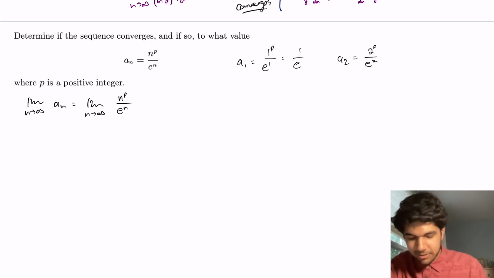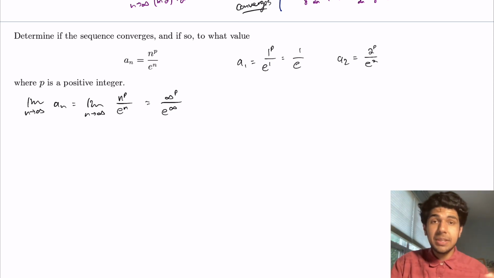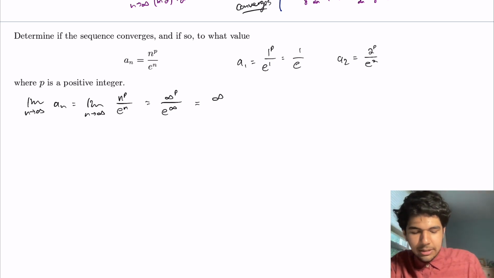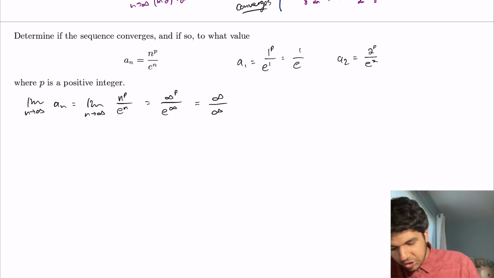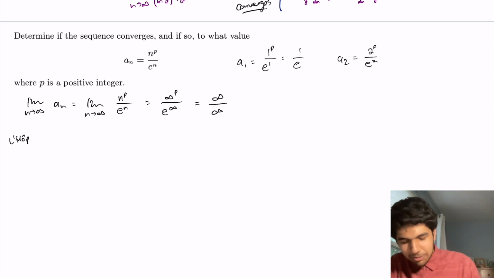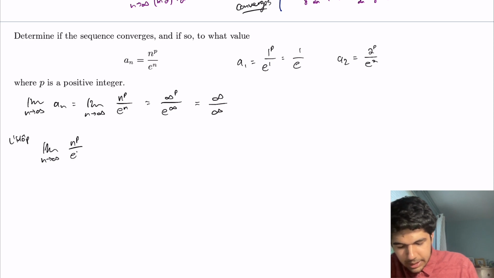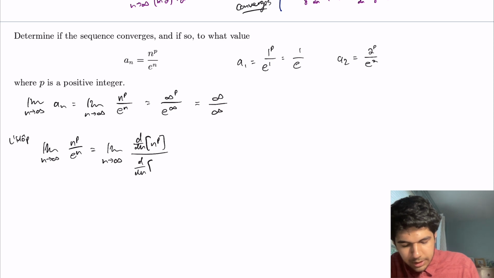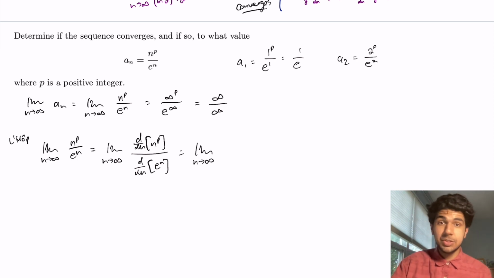Well, we can try to plug in infinity, and we get infinity to the p over e to the infinity. p is a positive integer, so infinity to the p would just be infinity, and e to the infinity would be infinity as well. So we have to use L'Hopital's rule. I'll just call it L'Hop. So that would say that the limit as n approaches infinity of n to the p over e to the n is equal to the limit as n approaches infinity of the derivative of the numerator divided by the derivative of the denominator.